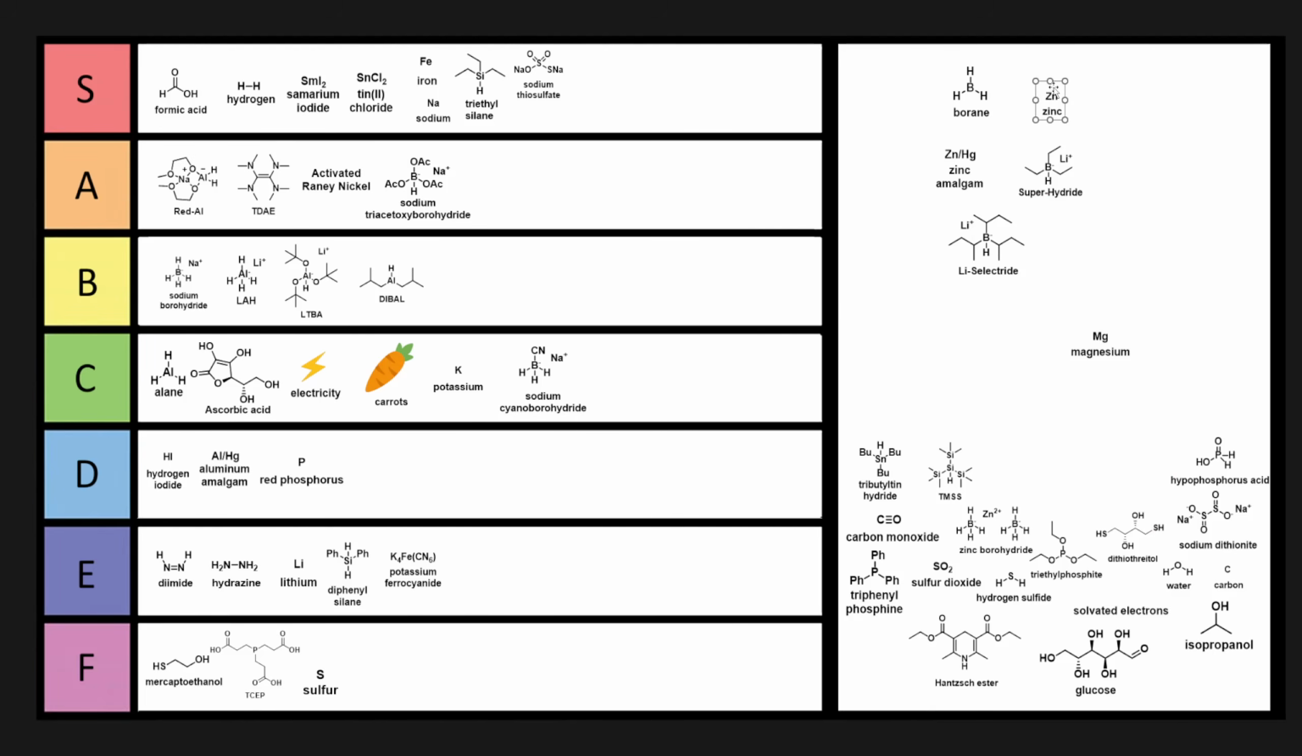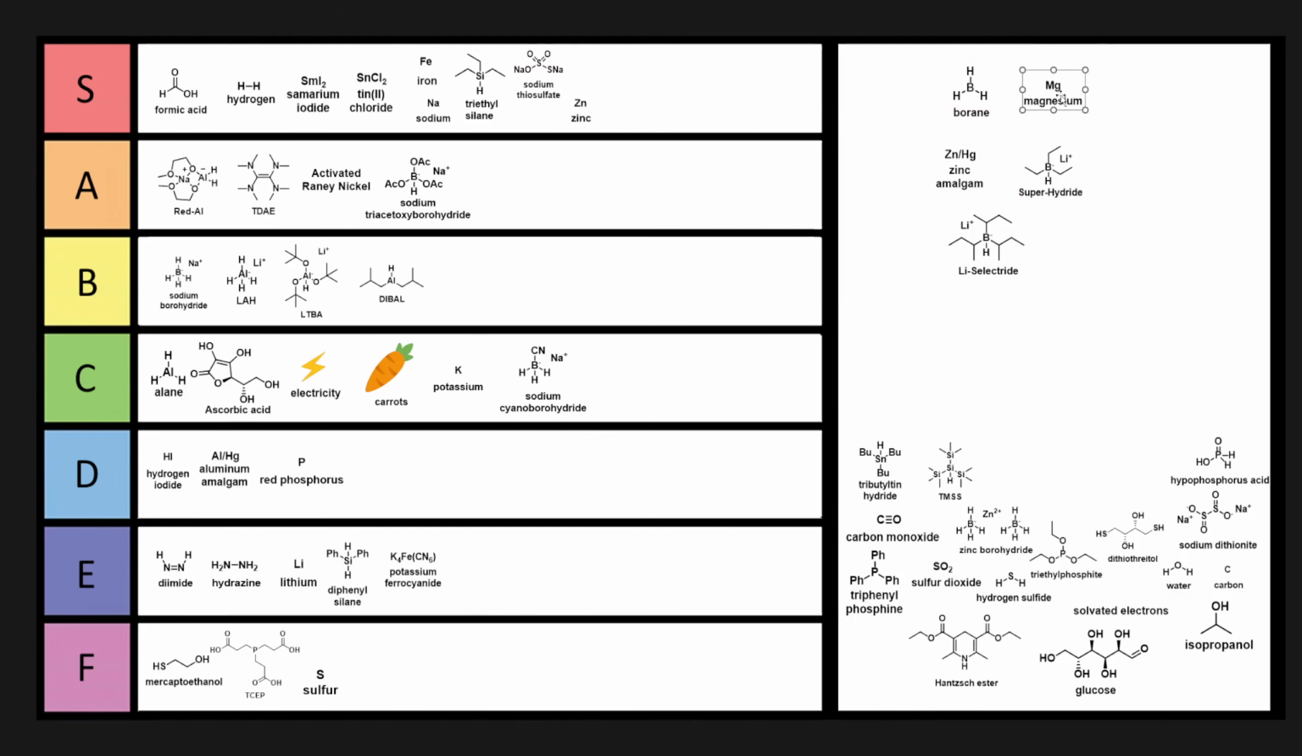Zinc. Zinc is another really good metal for doing reductions. You can react this with alkyl chlorides. So if you wanted to do some sort of addition like the Reformatsky reaction, you could do that with zinc chemistry. Zinc in general can be used as a reductant to turn over catalytic processes if you need to reduce a catalyst back to its reduced state. Zinc is also widely available, and for that reason I'm going to put it in S tier. Usually you need to activate zinc.